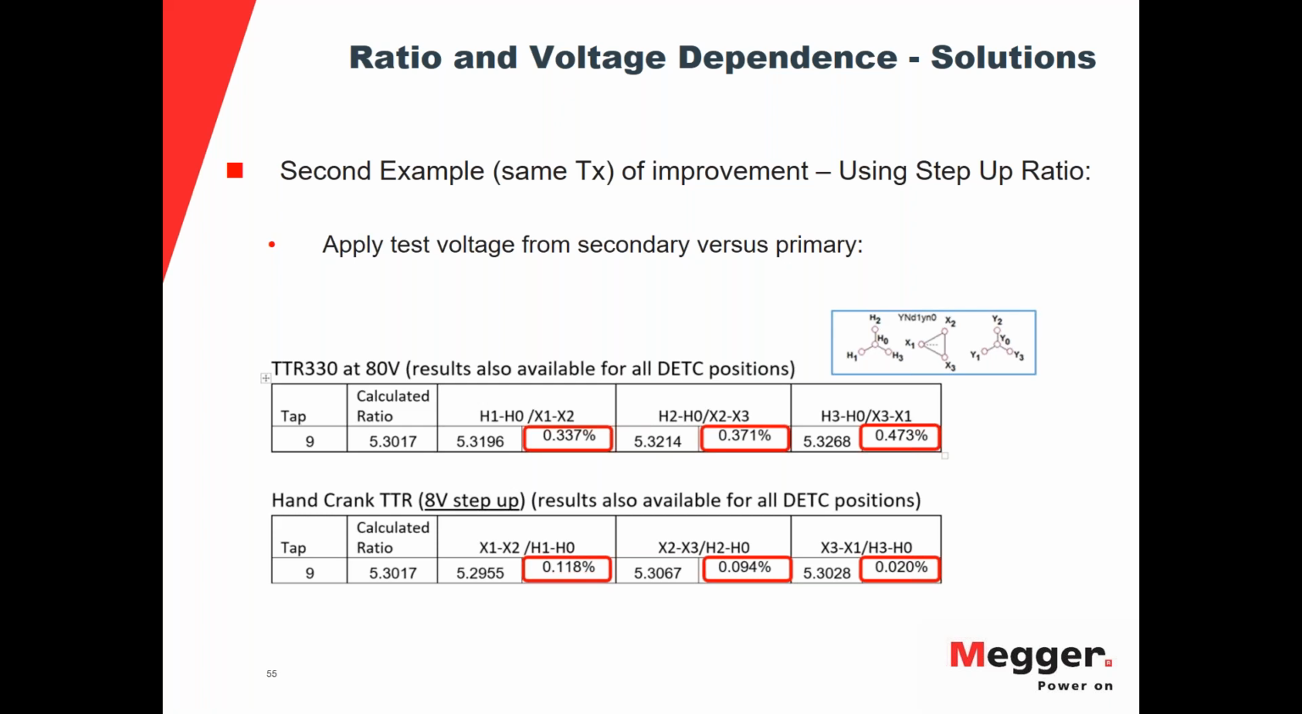So we're within the limits, we're within the tolerances, but we're very close, especially on C. So what we then do is we convert over and use the old hand crank TTR and we do an 8-volt step up. And now you can see how our percentages went way down as far as on our error. And so now we're way within tolerance at this point.